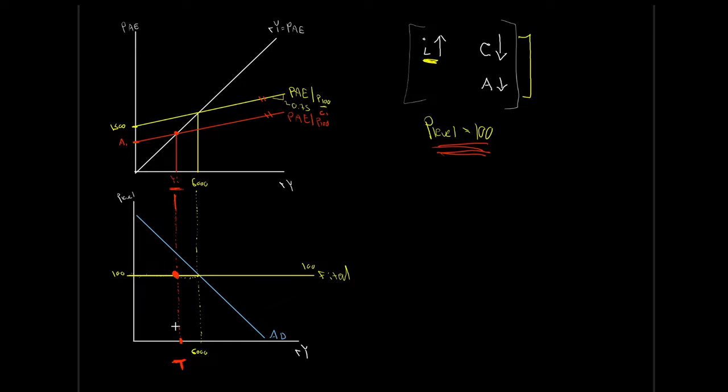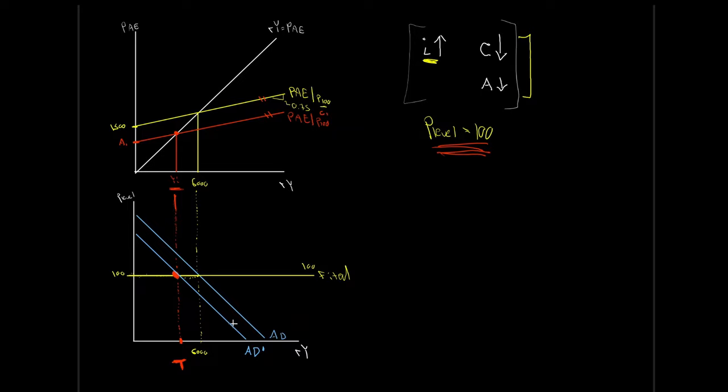Where is this? This isn't even on our aggregate demand curve. No, it's not. And the reason why it's not is because this change in one of our components of our aggregate expenditure curve for a fixed price level has caused our aggregate demand curve to shift. So a decrease in autonomous expenditure ultimately has caused our aggregate expenditure curve to shift inwards, to the left.